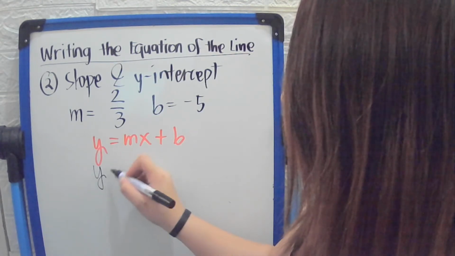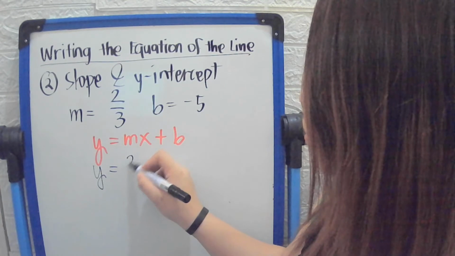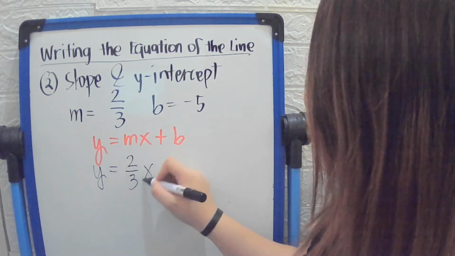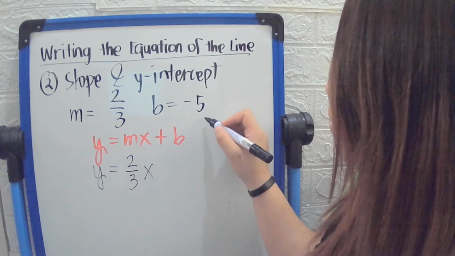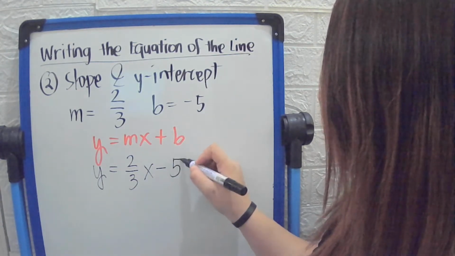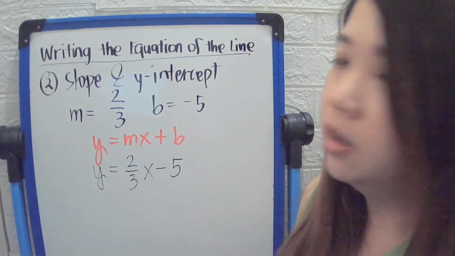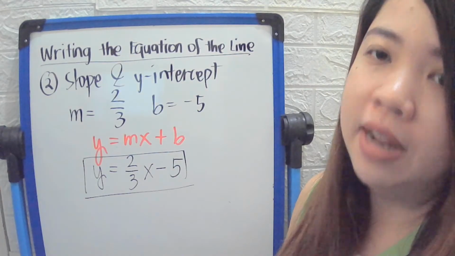So that will be y is equal to, our m is 2 over 3, so 2 over 3, copy x. Then now, since your y-intercept here is negative 5, instead of putting plus, you put minus and then 5. You just take the sign. So this will be our equation of the line.